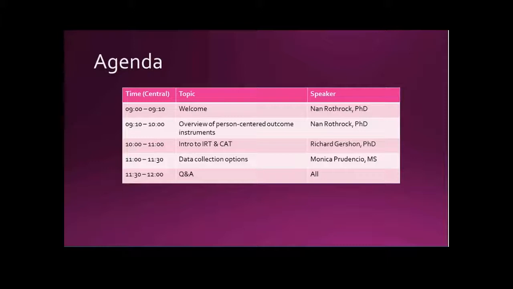We're doing a quick welcome. I'm going to kick off by providing an overview of person-centered outcome instruments. I'll then hand the reins over to Richard Gershon, who will provide an introduction to IRT and CAT. Monica Prudencio will then talk about data collection options that are available for using all of these measurement tools. And then we'll have a wrap-up Q&A session at the end. All right, so let's get started.